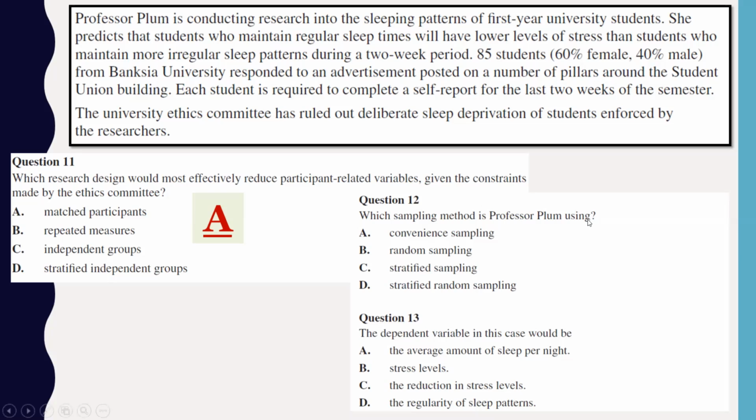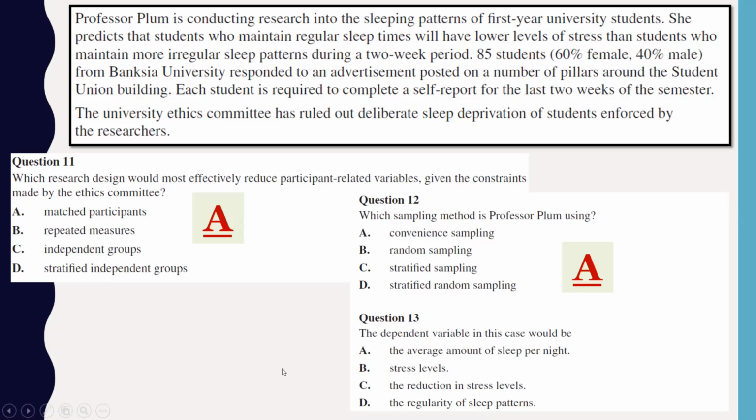Now, what sampling method is Professor Plum using? As you were reading through this scenario, you would have realized that Professor Plum recruited these participants through an ad. Whenever we talk about an ad being posted in a newsletter or on a building, or participants volunteering to take part, that's always going to be convenience sampling. If you're trying to recruit people into your study using an advertisement, that's going to be people who want to volunteer to be in that study. So that's convenience sampling, pretty straightforward there.